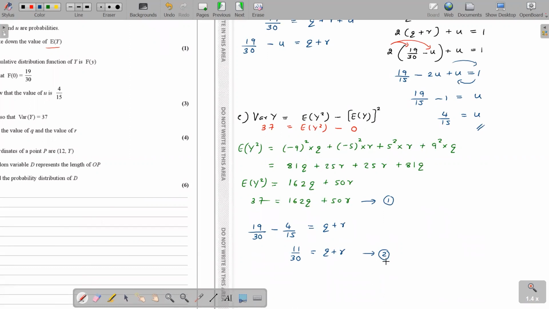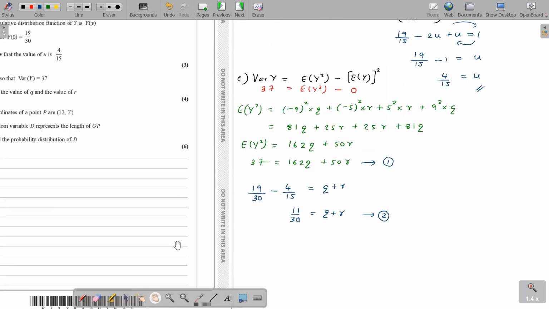So you get those two equations and then attempt to solve them simultaneously, and you should get the values of q and r. So input the values, get me the answer. What do we get here? Substitute, you can substitute r is 11 over 30 minus q.